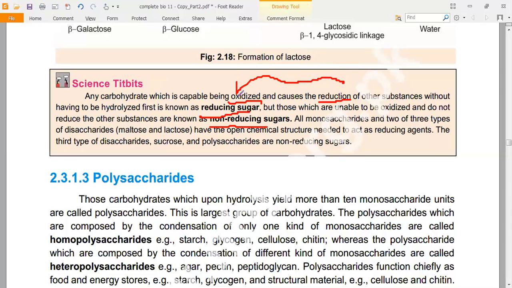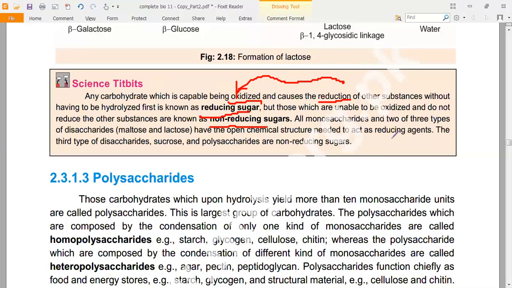They reduce other substances and get oxidized themselves. Those are called reducing sugars. And the opposite of this, those which are unable to be oxidized and do not reduce other substances, are non-reducing sugars.